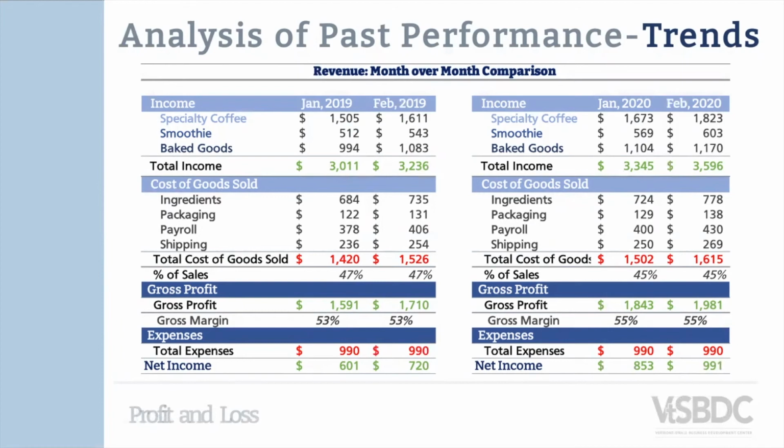Same question. What happened to my cost of goods sold? Did it increase, decrease, stay the same? What happened to my gross profit margin? Remember, that's a third component. Did it increase, decrease, or stay the same? What happened to my expenses? What happened to my net profit?